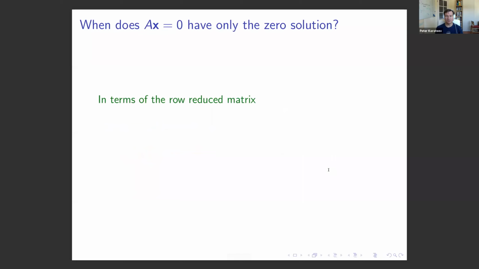Now, when does the homogeneous equation AX equals zero have only the zero solution? This can be answered in terms of the row reduced matrix: when every column of A has a pivot. Make sure it's different from what we had before. And so here, the only solution for the system AX equals zero is the zero solution if every column in matrix A has a pivot.